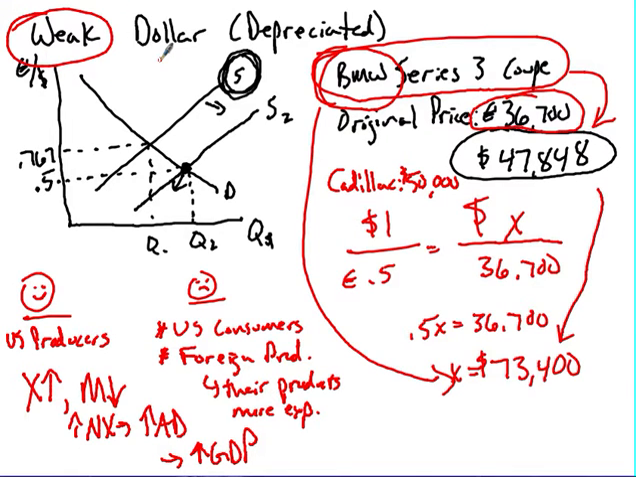Let's see, we got one more thing. Make sure you're familiar with who wins and who loses when we have a strong dollar or a weak dollar. And remember, the dollar price is determined by supply and demand, and supply can shift right or left, demand can shift right or left, and that will have an influence on the price.